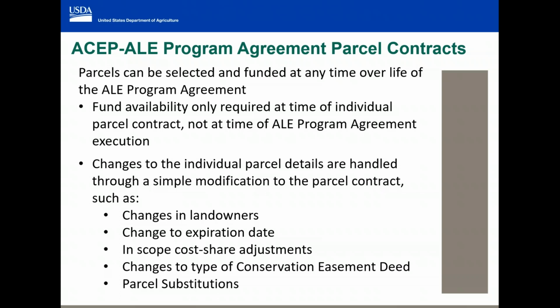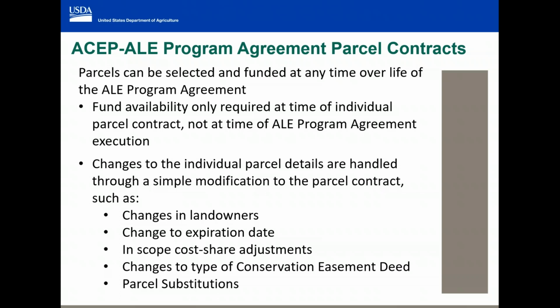So again, those of you that are familiar with our financial assistance programs, the contract modification process is far simpler than an agreement amendment process, but it's through those modifications that we can handle things like changes in landowners, if there are extensions needed to change the expiration date of the contract, if there are cost share adjustments that are within the scope of the contract, if there are changes to the manner in which the deed will be processed.